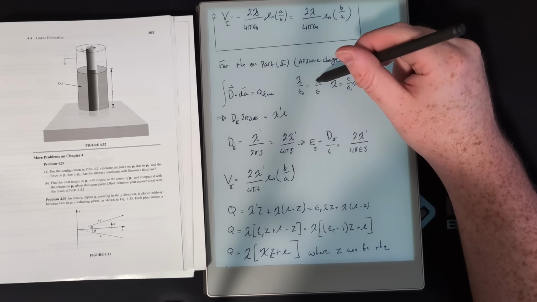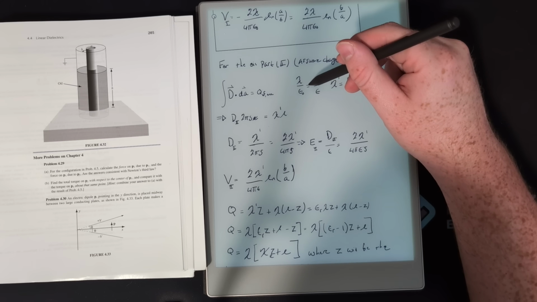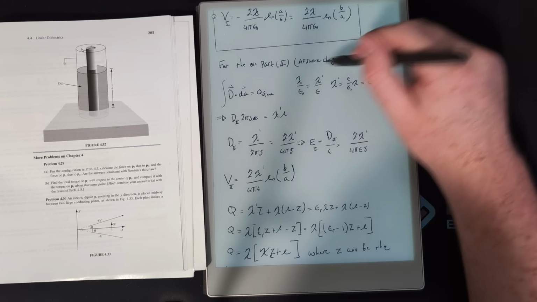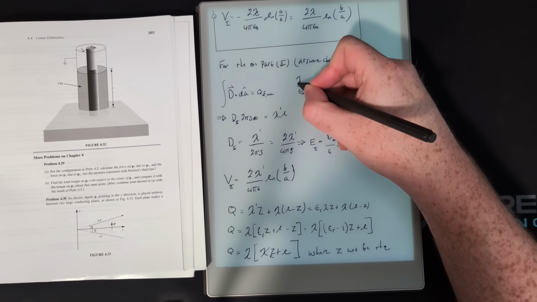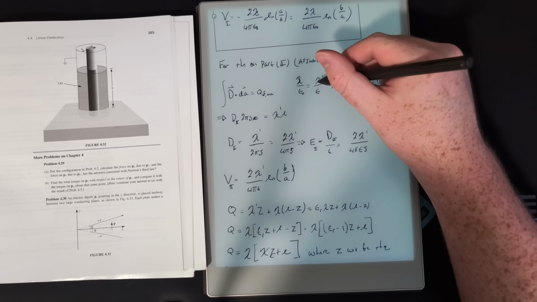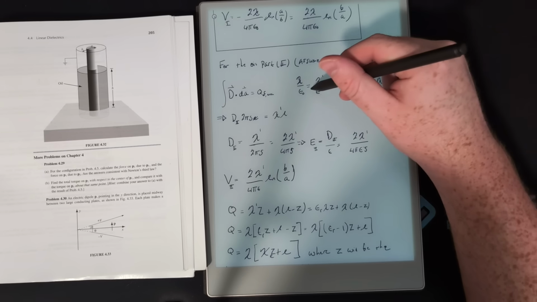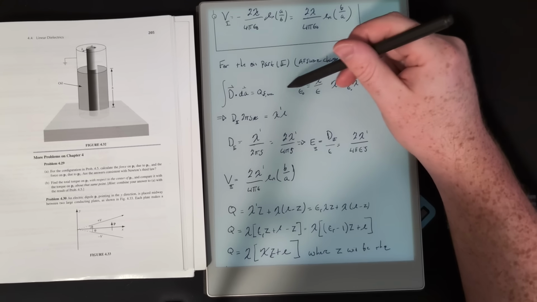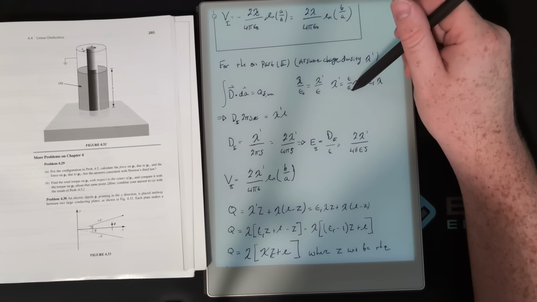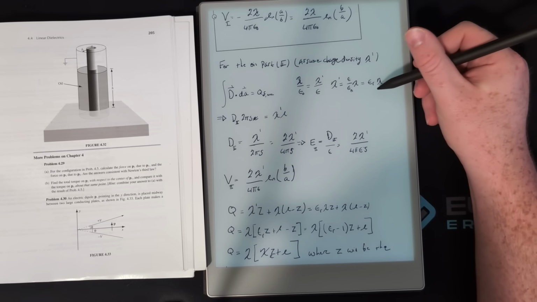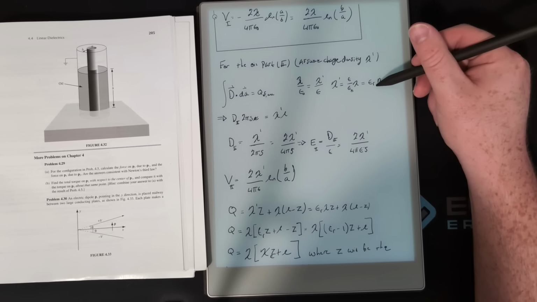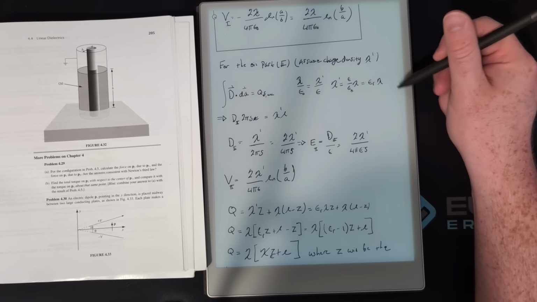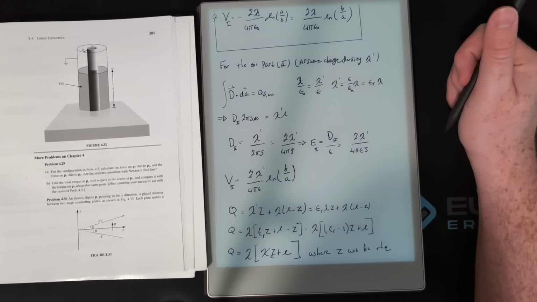And we know that lambda over epsilon naught should be proportional to lambda prime over epsilon, so we can derive a relation between lambda, the charge density in air, and lambda prime. So lambda prime then is epsilon over epsilon naught times lambda, and epsilon over epsilon naught is just epsilon r. So lambda prime is equal to epsilon r, the dielectric constant of the material, times lambda.